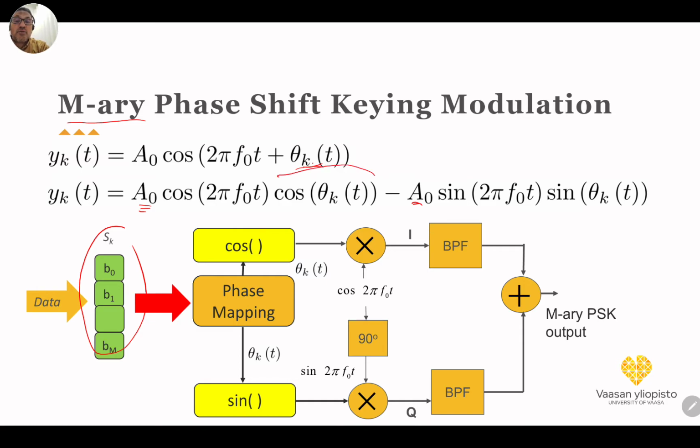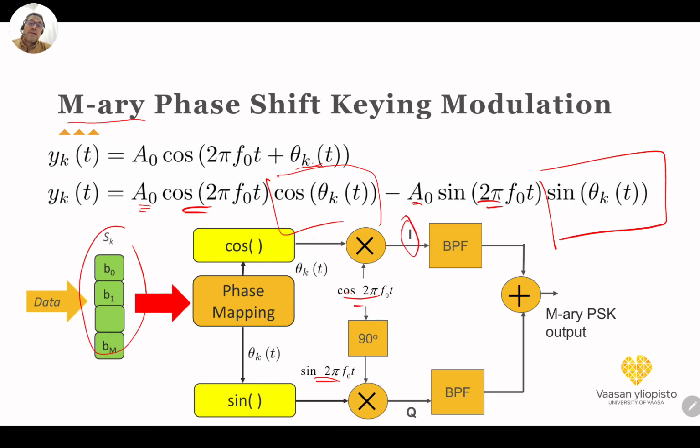This is the cosine of this phase and the sine of this mapped phase, and then we multiply the cosine one with cosine, as you can see, and the sine one with sine, as it is here. And then we use a band pass filter. Then we have the in phase component and the quadrature phase component of the signal, and we add them together, and then we have the M-ary phase shift keying output.